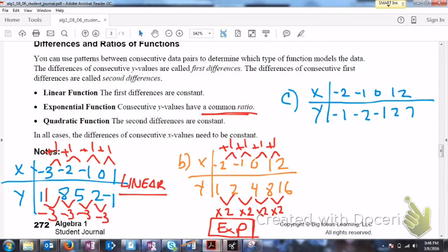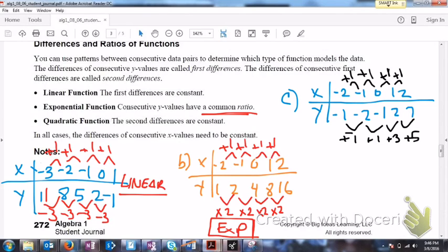So again, since the top ones are the same, we add 1 each time. No big deal. But if we look at the bottoms, we don't add the same number each time. The first time we add 1, then we actually subtract 1, and then we add 1, then we add 3 to go from -1 to 2, and to go from 2 to 7, we add 5, so we're adding a different number. So we look to see, can we multiply? No, we can't take the same number and multiply each time.